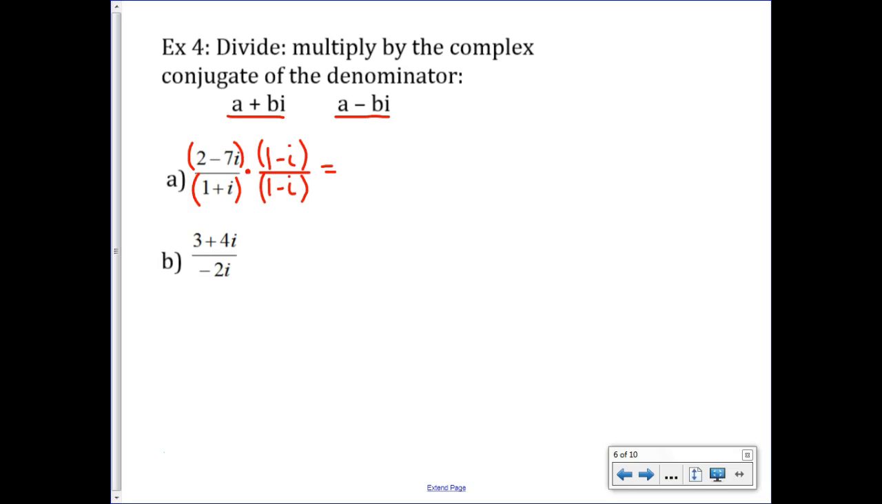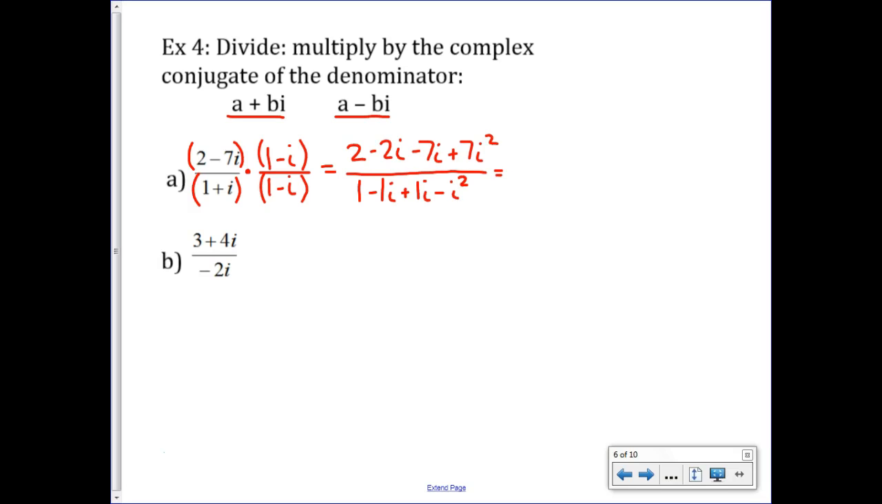So when I multiply across the top, I'm going to FOIL. So 2 times 1 is 2. Outside, I get minus 2i. Inside, I get minus 7i. And last, I get plus 7i squared. Over 1 times 1. Outside is minus 1i. Inside is plus 1i. And last is minus i squared.